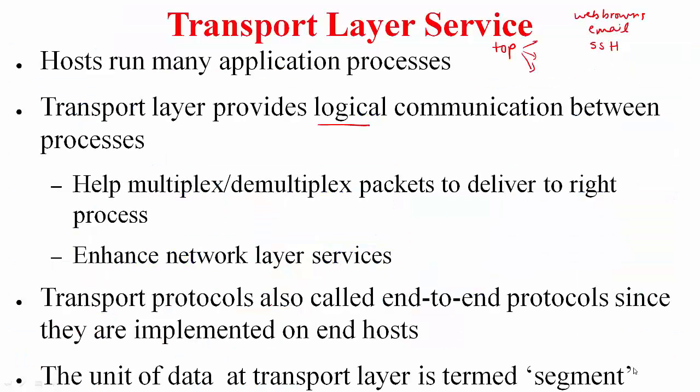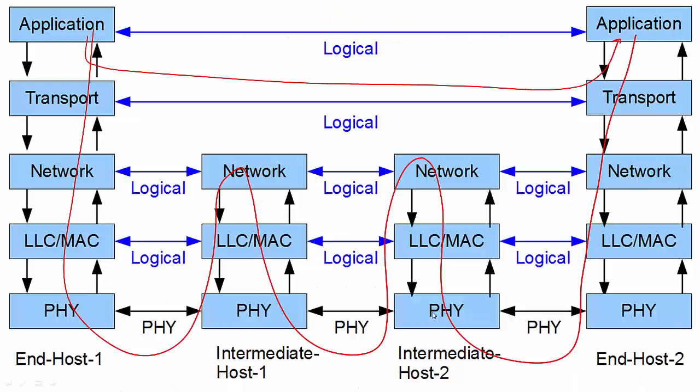In providing logical communication, an important aspect to address is the multiplexing and demultiplexing of packets, that is, delivering the packets to the right process. We touched upon this when we were covering interlayer communication. So that's something the transport layer has to provide. In addition, the transport layer can enhance the network layer service. More on this shortly. The transport protocols are also called end-to-end protocols, since these are often implemented on the end hosts. So this is again captured here. As you can see, they are implemented only on the end hosts and not in the intermediate routers.